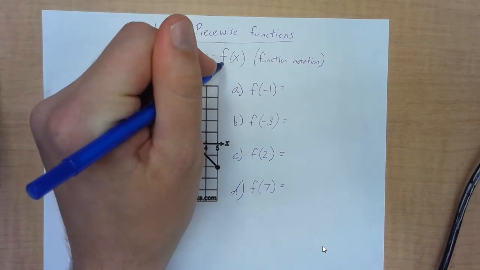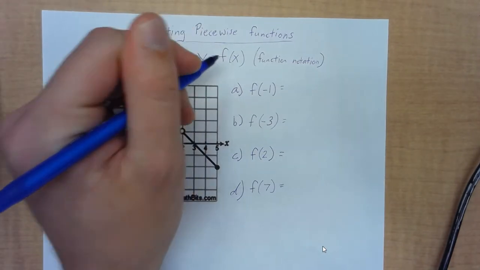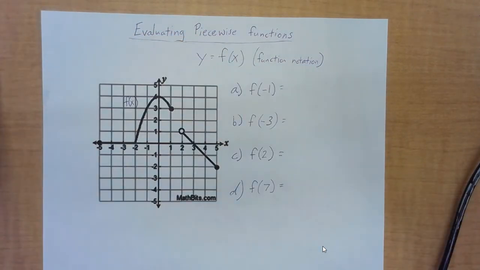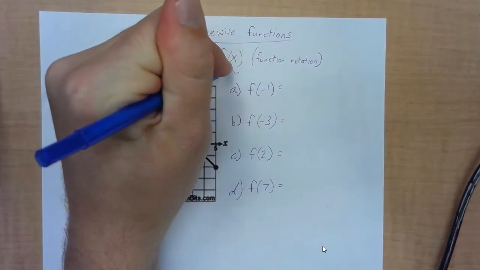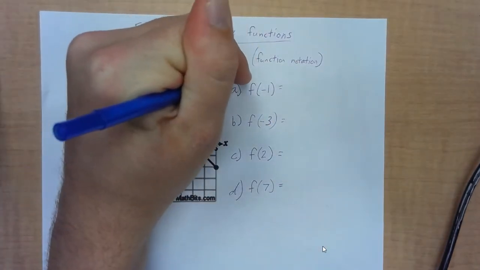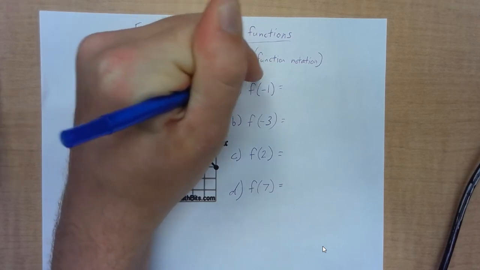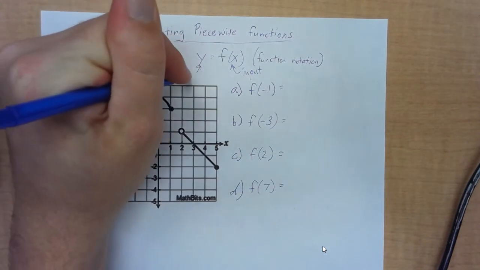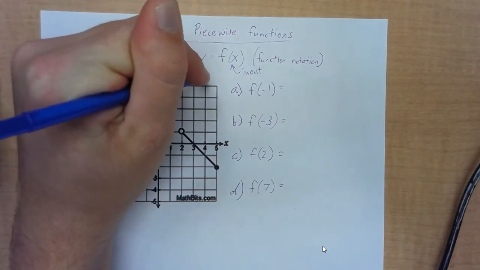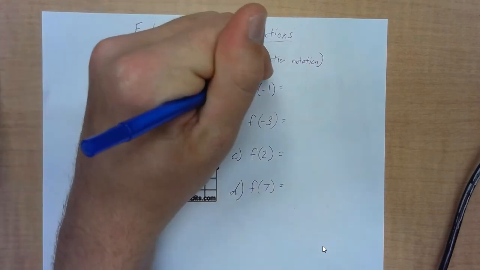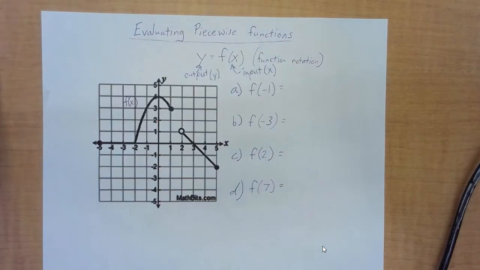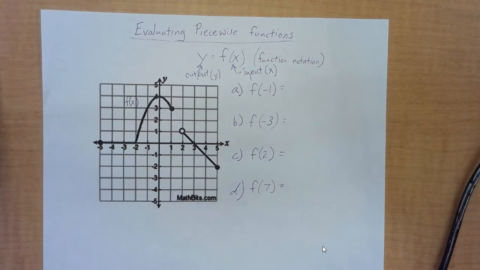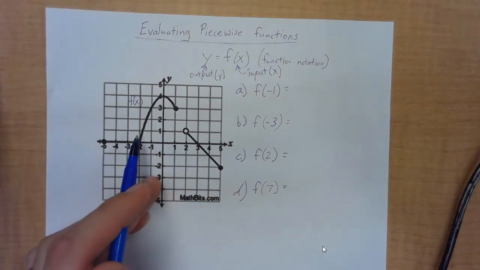So f stands for a function. It could be any letter, usually f or g. This stands for the function, and the thing in parentheses is our input value. So this is like the data that you put into your function, and then it pops out the output, which is going to be your y value. So it's just important to know the difference, whether the question is asking for the right input or the right output. So let's take a look at this first example here.